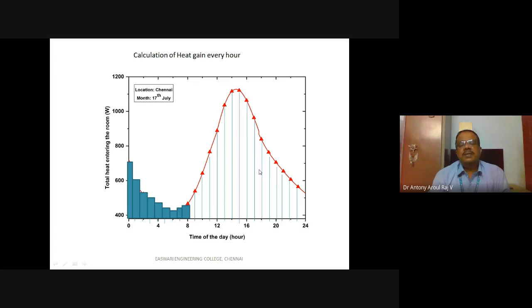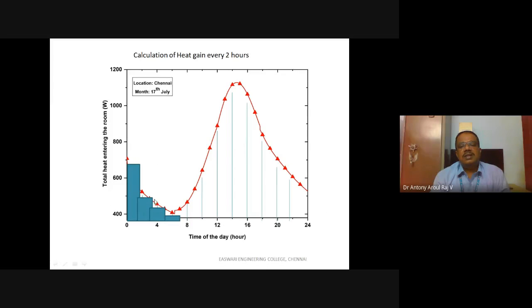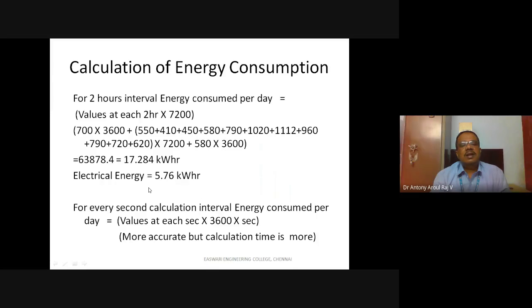If the time step is much smaller, I get it accurately. That is what we know from numerical integration. If the time step is smaller, you get accurate values. If the time step is larger, you will not get an accurate value. Here you can see for every 2 hours I am making the calculation, so it's not accurate. There is a deviation from the calculated value. That is why my conclusion is to do it for every second, so then you will get an accurate value. That is possible.